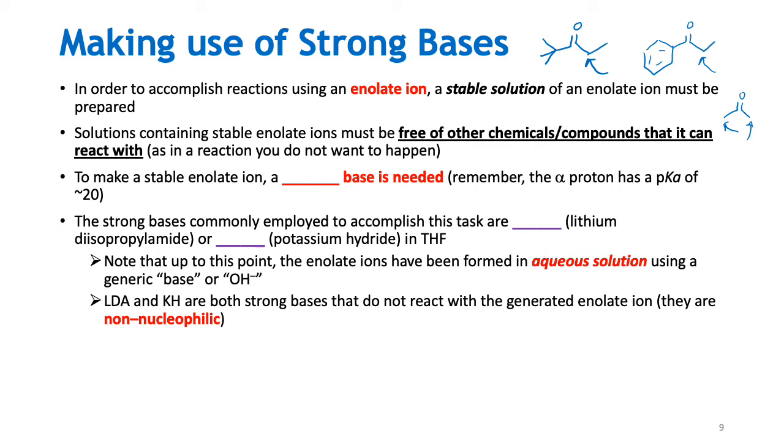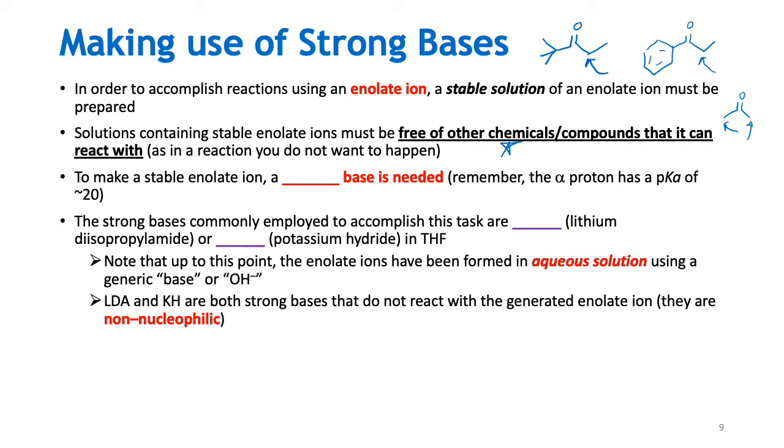What I'm going to show you now is what happens when that ketone is not symmetrical, when there's two viable protons, one on either side to deprotonate, and how you can make it go to the correct placement, okay? So in order to accomplish reactions using an enolate ion, a stable solution of enolate ion must be prepared, okay? You need to find a stable solution. Solutions containing stable enolate ions must be free of other chemicals or compounds that can react with it, as you wouldn't want this to happen, okay? The point is that enolate ions are rather reactive, and if you have anything in there that might react with it, you are going to have a problem, okay?